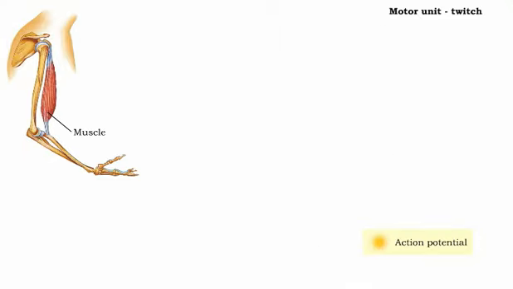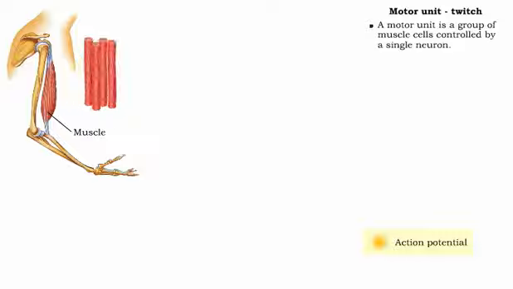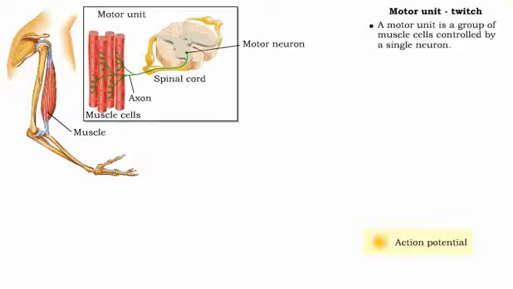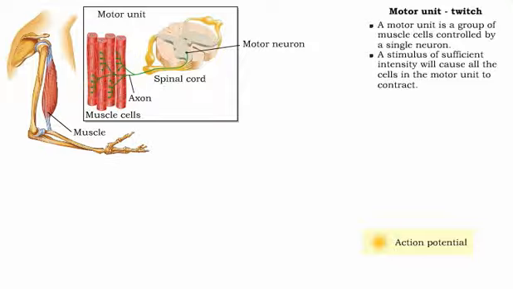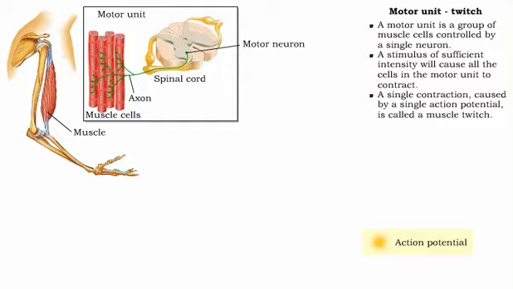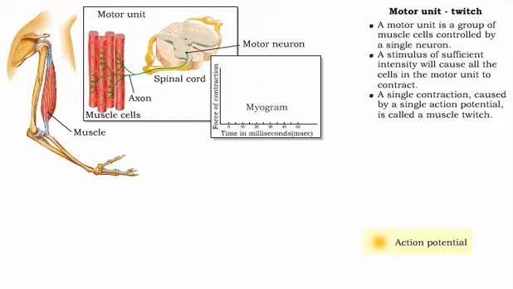Muscle contraction depends on the activity of groups of muscle cells. A group of muscle cells, controlled by a single neuron, is defined as a motor unit. When a stimulus of sufficient intensity is applied to a muscle through a single neuron, all the cells in the motor unit respond by producing a single contraction called a muscle twitch. The muscle twitch, which consists of several phases, can be recorded in a tracing called a myogram.